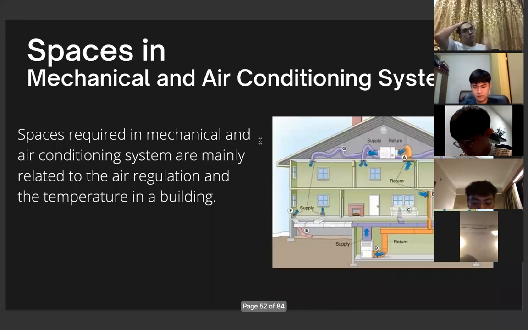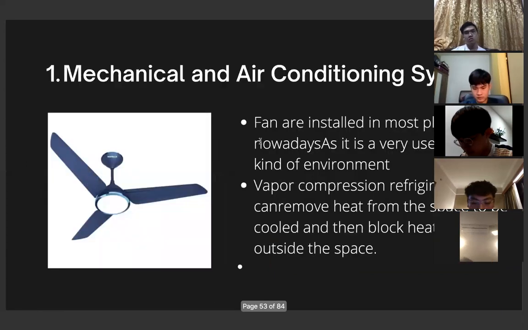The first one is the mechanical and air conditioning system. Mechanical and air conditioning systems are mainly related to air regulation and temperature of a building. So basically, a normal building will install a fan to keep the space with good air regulation.